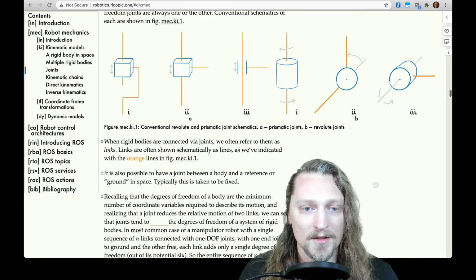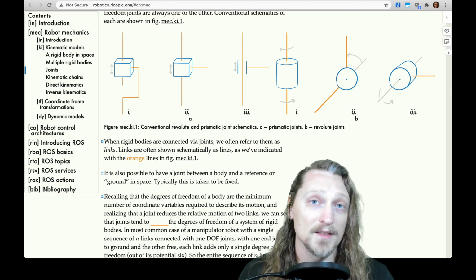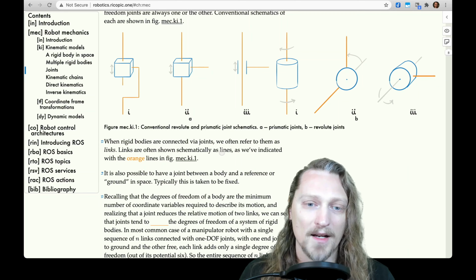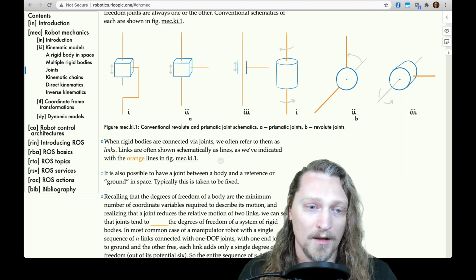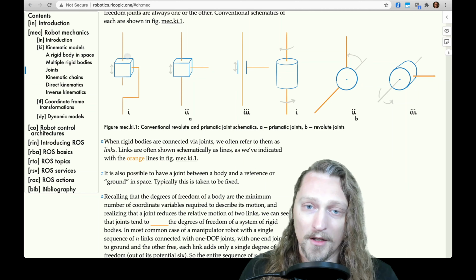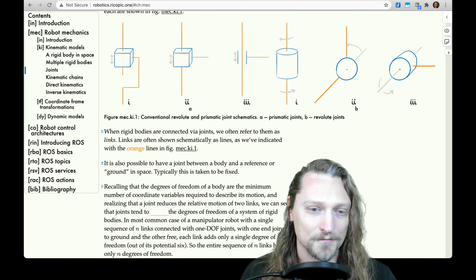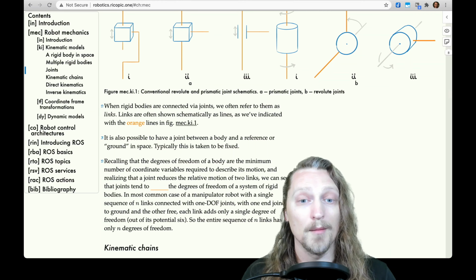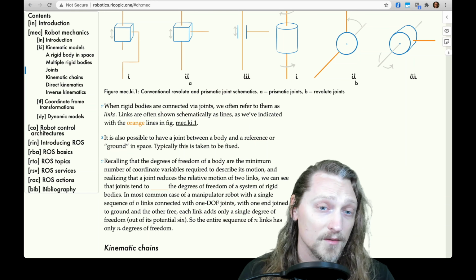When rigid bodies are connected via joints, we often refer to them as links. Links are often shown schematically as lines, as we've done above. The orange lines in this figure are representing the links. It is also possible to have a joint between a body and a reference or ground in space.